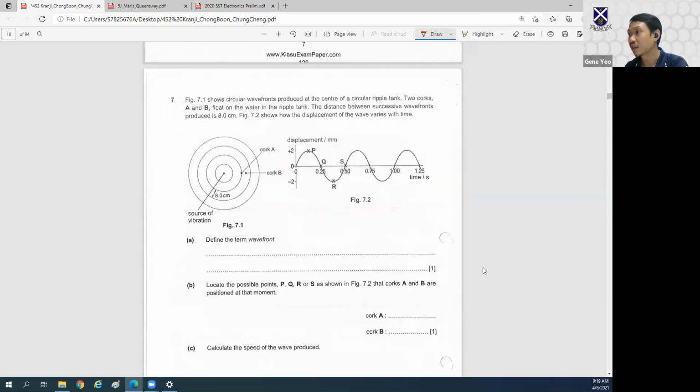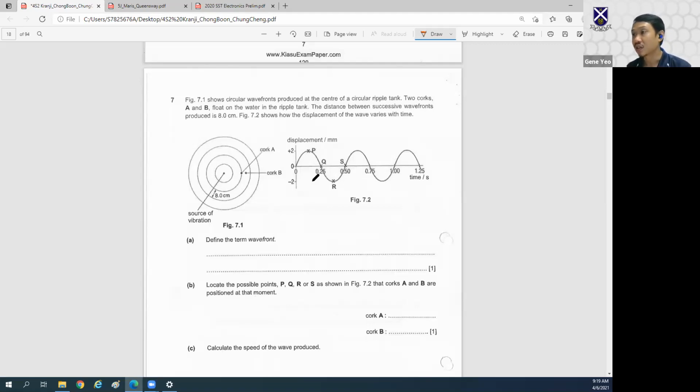Very quickly, yeah. Okay, this is vibration, and then waves are formed. Wavefront. So I believe I included the answer with you with this. So you have to know that wavefront is an imaginary line joining all the points of particles in the same phase. So this one you just have to remember it.